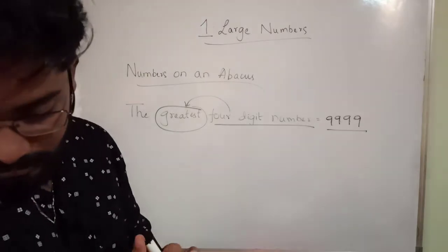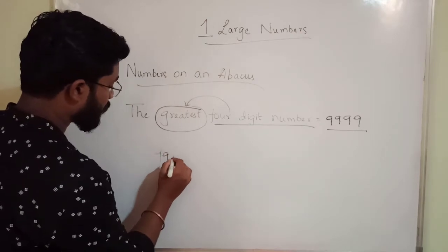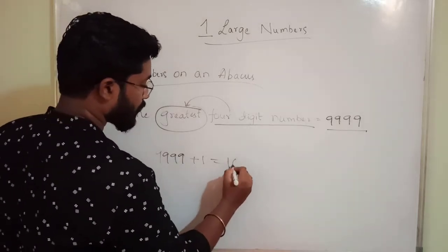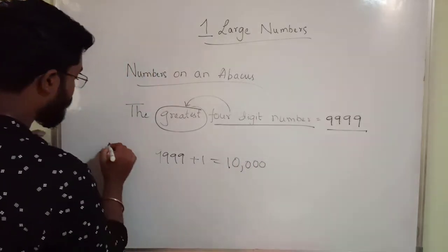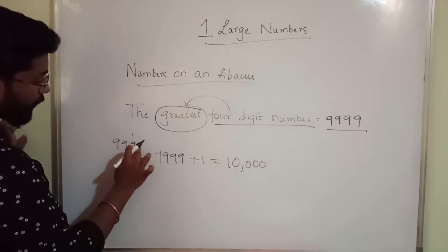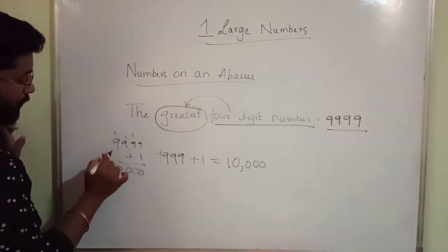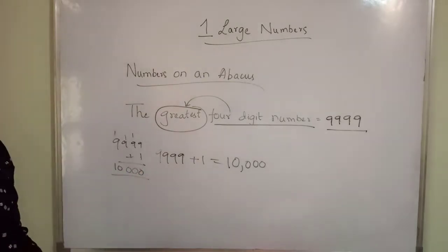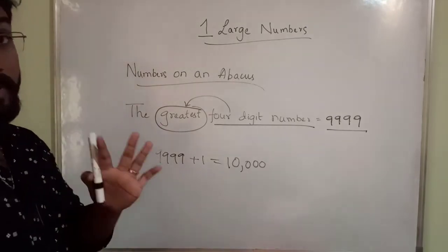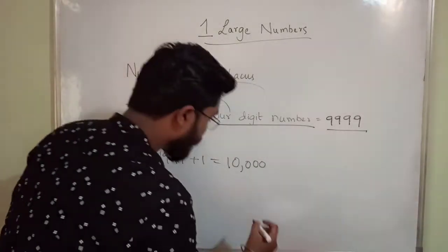Okay. Next one, what you have to do? 9,999 plus 1 is how much? 10,000, no? Clear? How? 9 plus 1 is 10, here 9 plus 1 is 10, here 9 plus 1 is 10, here 9 plus 1 is 10. You will get 10,000. What is 10,000? It is a 5-digit number. Clear?